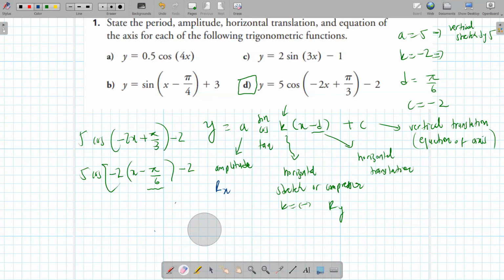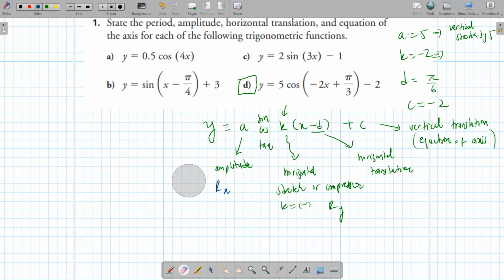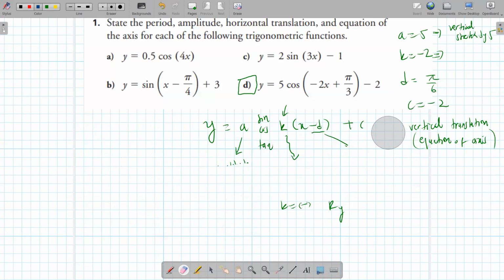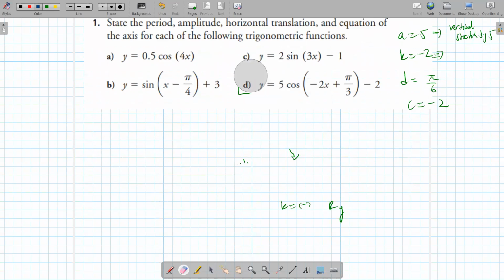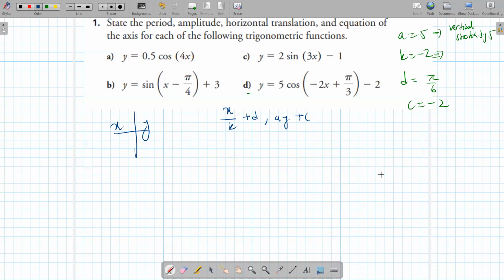And what's the mapping rule again? I forgot the mapping rule. Right, and then d of pi over 6 means it goes pi over 6 to the right. And c of -2 means it goes down 2 units. The mapping rule is this: for any x, y from the parent function, which is y equals cosine of x, you get x over k plus d, ay plus c. That's why we wrote these four magic letters on the side.